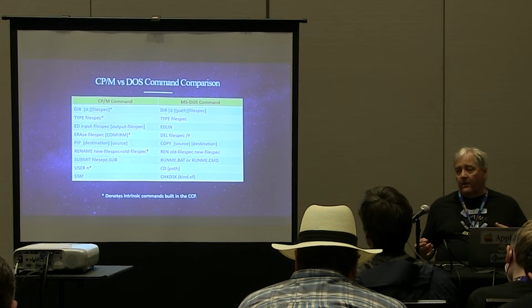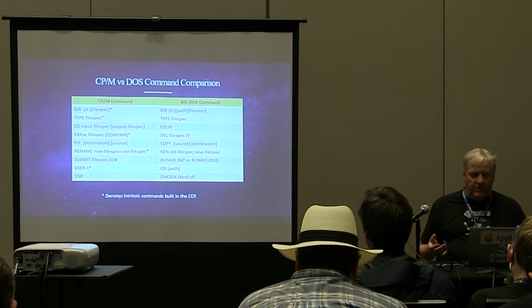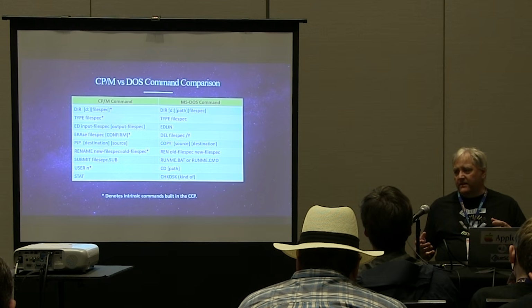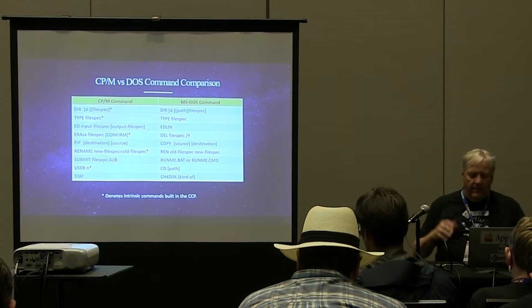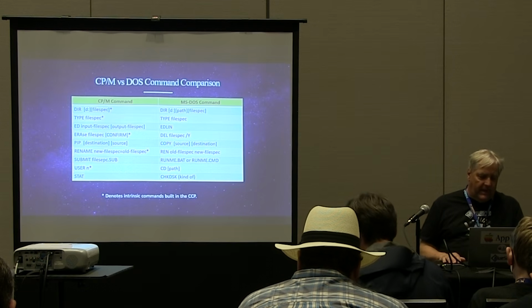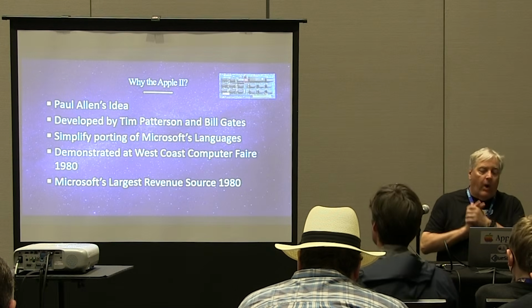And then there was a stat on there, which was basically a quick disk check. It was kind of like check disk, kind of. Check disk had a lot of things for checking for bad blocks, which stat did not. Okay, so why the Apple II?